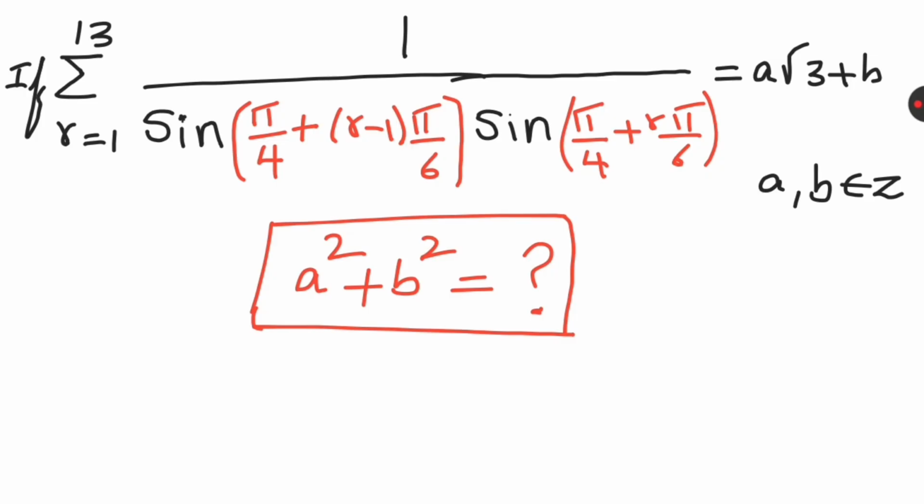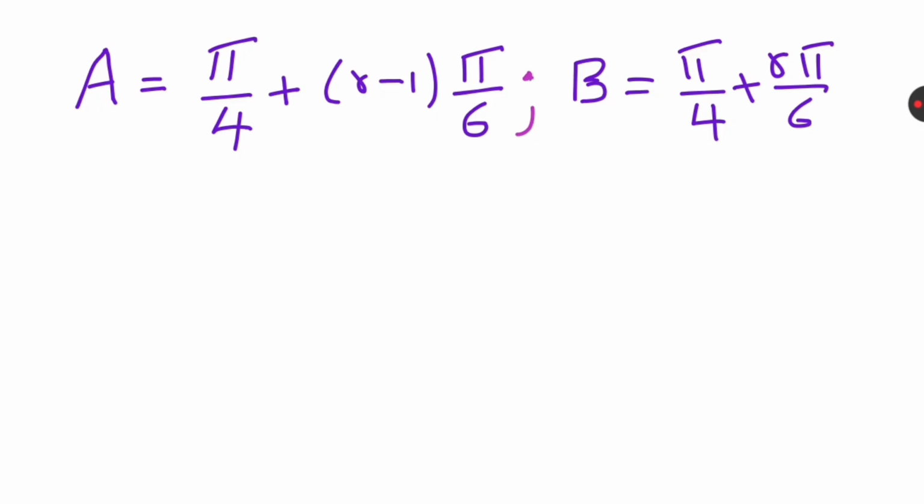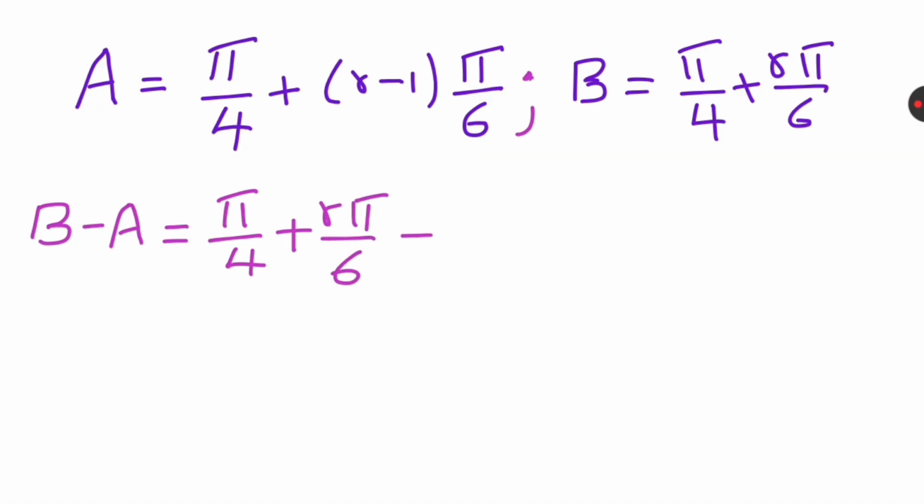What they given? Sine of pi over 4 plus (r minus 1) pi over 6. This angle, you consider this as a capital A. So we are considering A as pi over 4 plus (r minus 1) pi over 6. Now look at this. Here we have sine of pi by 4 plus r pi over 6. This angle you consider this as a capital B. Here, if you do B minus A, what is B? Pi over 4 plus r pi over 6. This is B. Minus of, what is A? Pi over 4 plus (r minus 1) pi over 6.